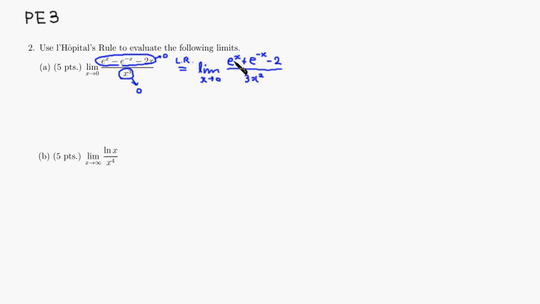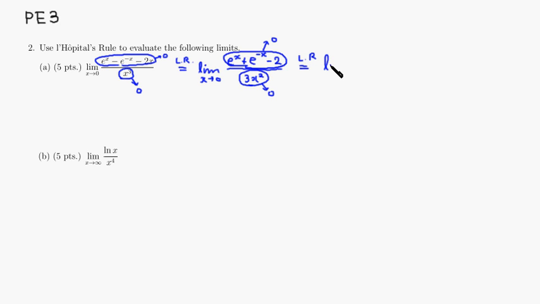On top you have e to the 0 is 1, plus e to the 0, 1. So you have 1 plus 1 minus 2, which is 0 again. So the numerator goes to 0. And if you look at the denominator, 3 times 0 squared would be 0. So we can apply L'Hopital's rule again. So apply L'Hopital's rule.